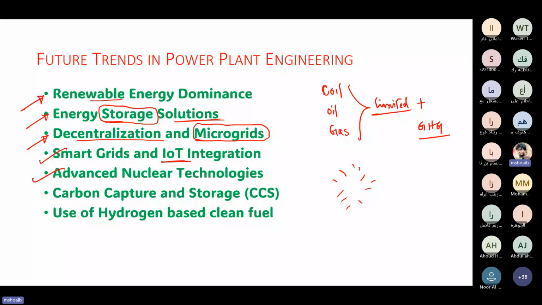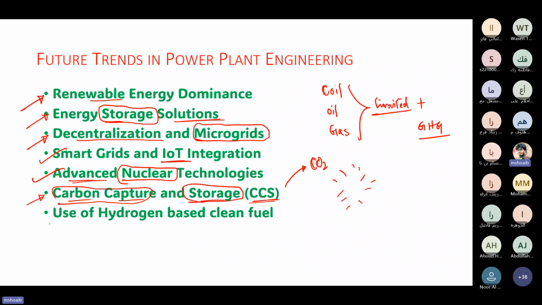Maybe, instead of fossil fuel, you can increase the use of nuclear technology. There are some advanced nuclear technologies which are under research currently. And if you are using fossil fuel, you have to be careful about carbon capture and storage. For example, you are emitting greenhouse gases, carbon dioxide, for example. But there are some ways that you can capture this carbon and store it for some better usage. So this is a field of research also.